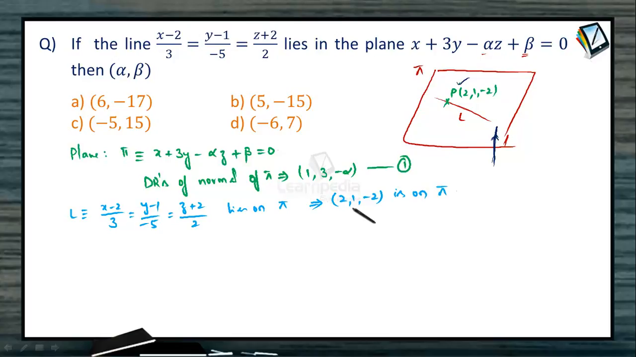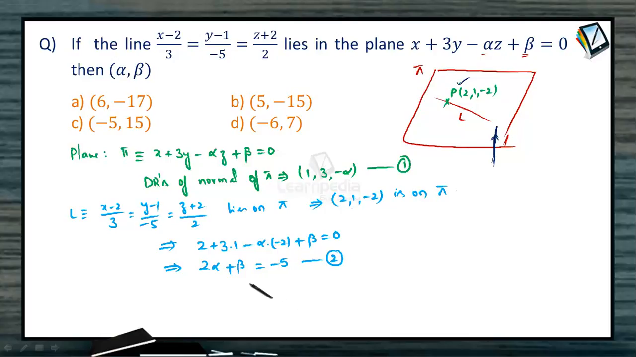Now when do we say this is a point lying on the plane? Yes, this point should satisfy the given plane equation. That means 2 plus 3 into 1 minus alpha into minus 2 plus beta equal to 0. So this would lead us to an equation in alpha and beta which is 2 alpha plus beta is equal to minus 5. Let's treat this as equation 2.